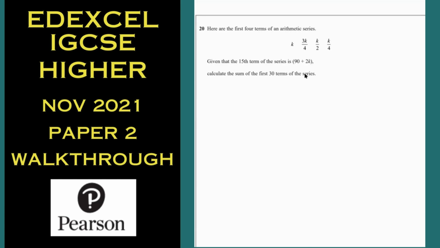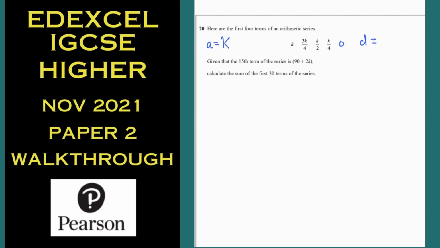Number 20. Arithmetic series looks like you don't know enough. Trust the process. Things will cancel. Things will work out nice. First thing you need to notice before reading on, the first 4 terms. So what they're saying is the first term is k. What they're also saying is you're going down, you're losing 1/4 of k each time. Next one will be 0, and so on.